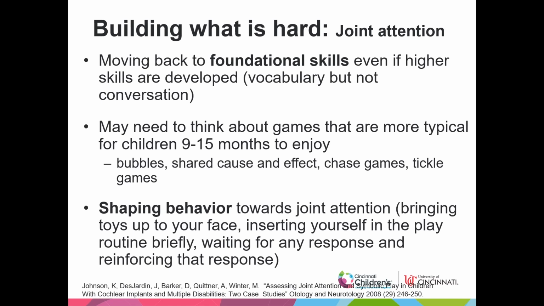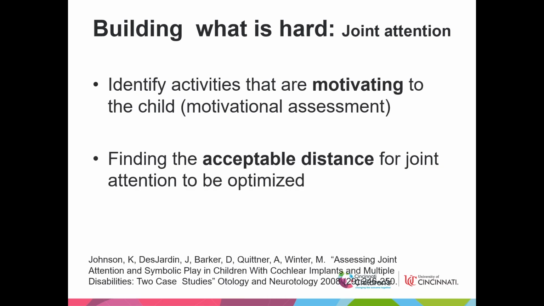The other context we sometimes use is shaping behavior towards joint attention. You have a kid that's really interested in the toy, but then you've got to bring that up to your face so that you get that better visual regard. Again, where can I put myself in play and wait for that response to reinforce that they are requesting again? Next. And the motivations are really key for kids with autism. So how do we know what they're going to be motivated to communicate about?